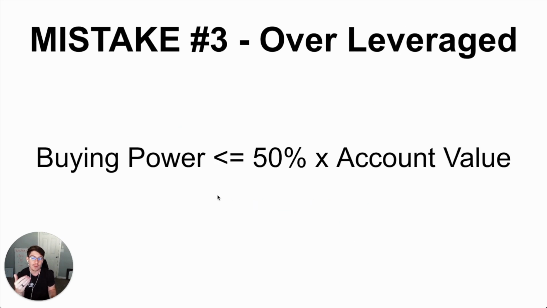Next is being over leveraged. I see so many 112 traders over leveraging. Guys, your buying power being used should be no more than 50% of your account value. Okay, so if you have a $10,000 account, you should have no more than $5,000 in trades. So let's just break that down again: if you have $100,000, you should have no more than $50,000 in active trades. Okay, do you understand that?